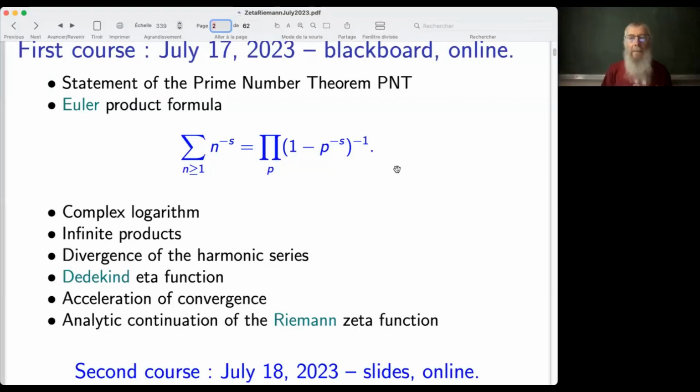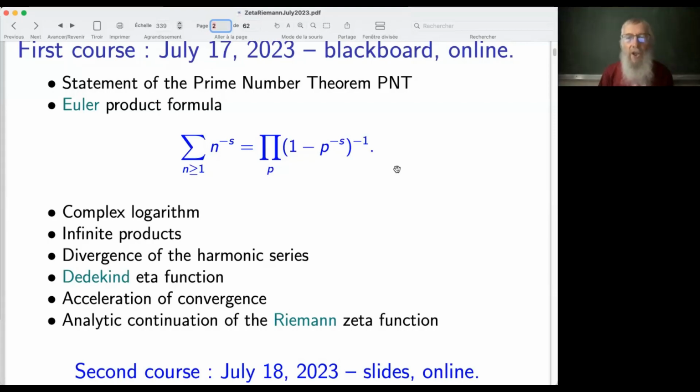I started by stating the prime number theorem. And I gave two equivalent formulae for the prime number theorem. One is to look at the sequence of prime numbers, Pn, and the result of the prime number theorem is that Pn is equivalent to n times log n.